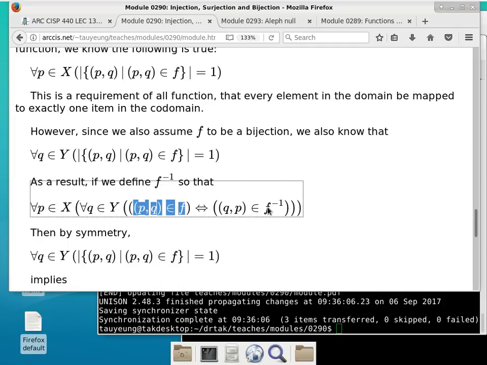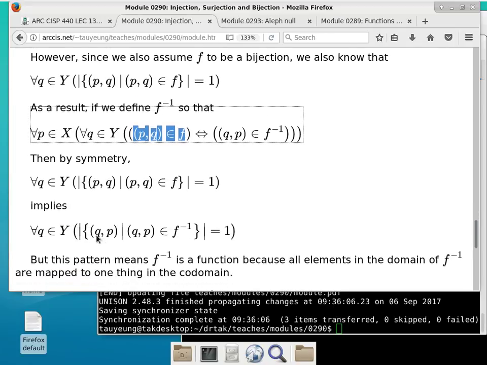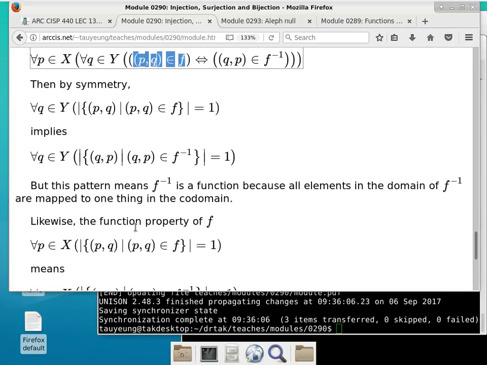So that is the crux of this particular proof, is to basically use the symmetry that is achieved only because F is a function and F is a bijection, in order to basically say that there is an inverse function. Are we still doing okay so far with this?